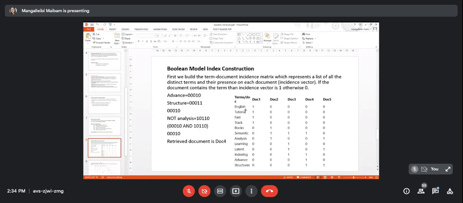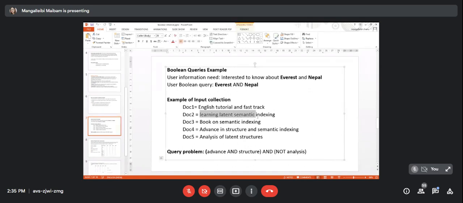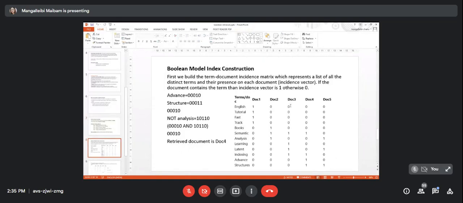Now coming to document 2. Is English present in D2? No. Is English present in D3? No. In D4? No. In D5? No. So 1, 0, 0, 0, 0. This is the initial step for Boolean retrieval. All the terms will be represented in Boolean representation.